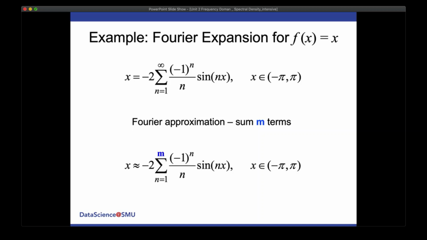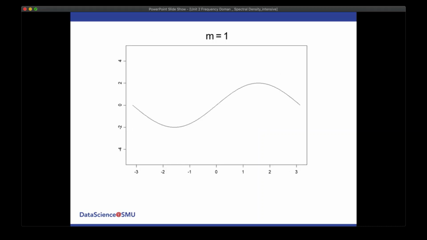Okay, let's do it then. Let's let m equal 1, let m equal 2, let m equal 3, and so on, and let's see how this goes. So for m equals 1, you take a look at this and you say, wow, that does not look like f of x equals x. I totally agree with that.